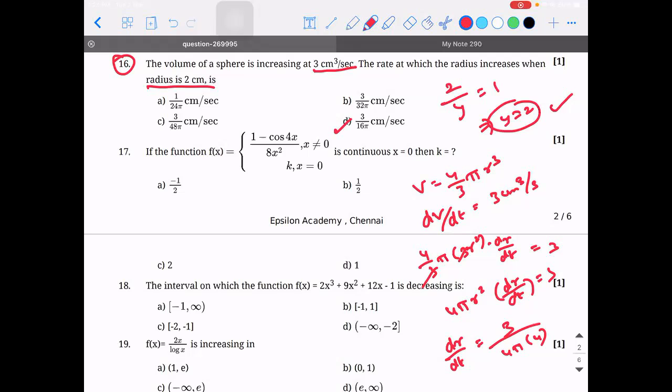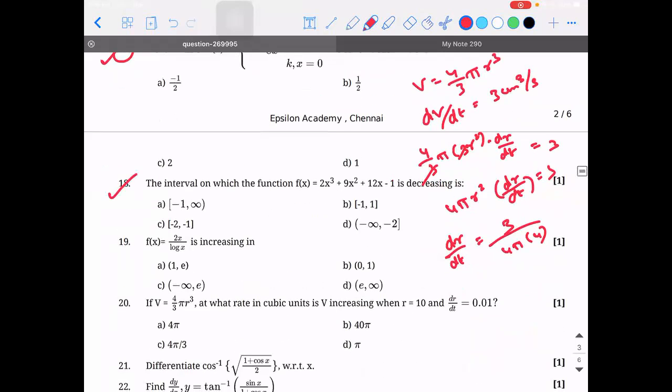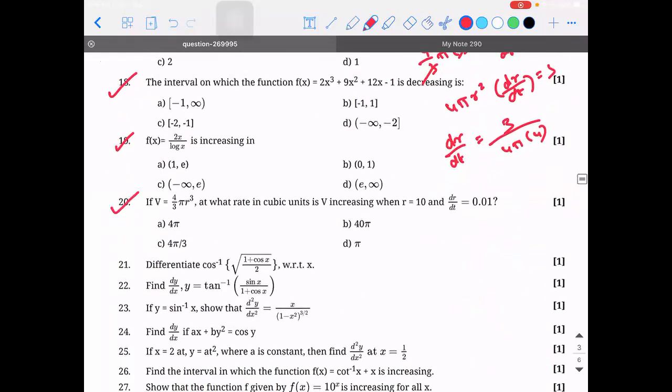Right? Similarly, if you look at the 17th one, the 17th one is similar to that 1 minus cos t problem that we did. So this I'm leaving it to you. 18th, leaving it to you. 19th, leaving it to you. 20, leaving it to you. So differentiate this thing. Let's try this.